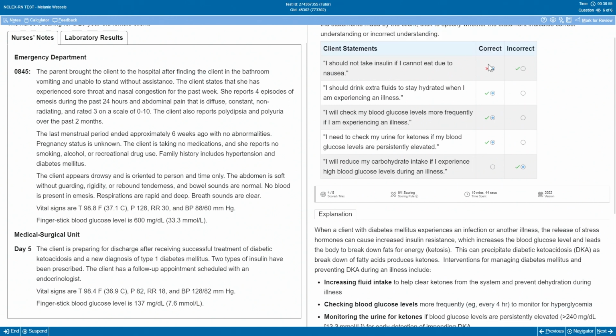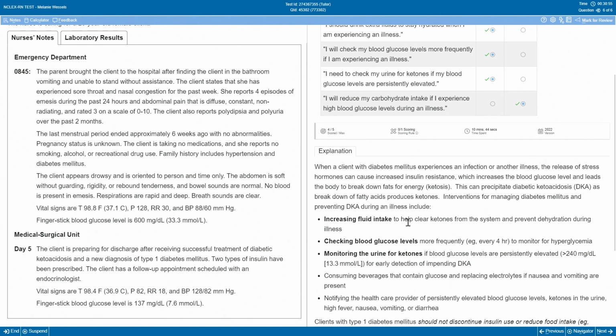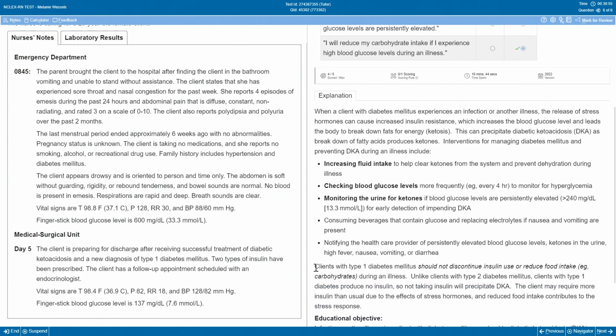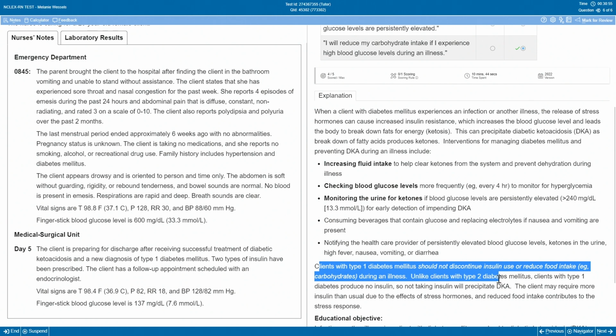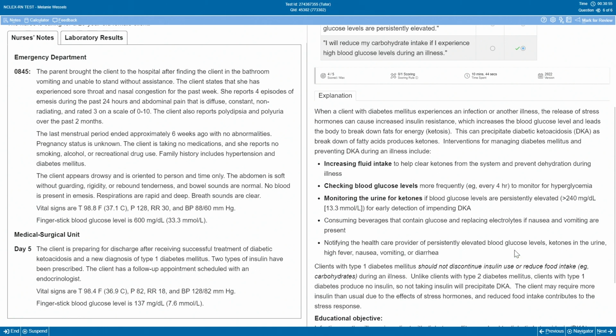Oh, we got the first one wrong. So let's look through. Yeah, so here's a great teaching point. Clients with type 1 diabetes have to continue eating and using insulin even when they're sick. Otherwise, it can precipitate DKA. Their blood sugar is going to go up because their body is under stress, so they need that insulin. They need to keep eating. Otherwise, their body will start to develop ketones, and that acidosis will occur.